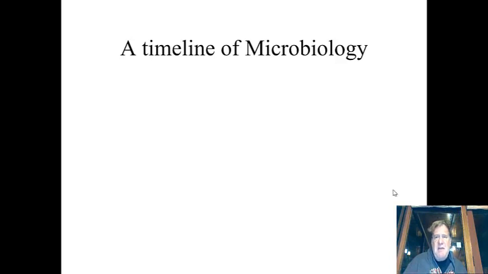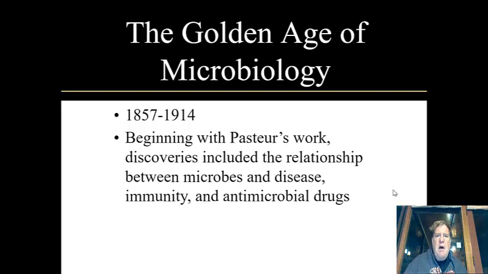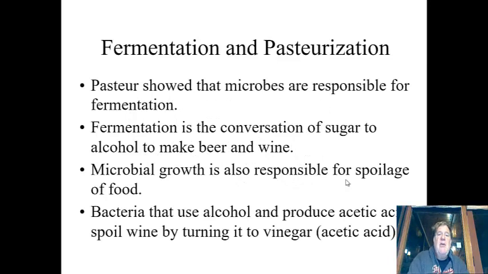A timeline of microbiology, we're going to go over this in class, and on Wednesday you're going to make a timeline. The golden age for microbiology, a time that I wish I was alive, but it's just as exciting now, is roughly from the 1850s to 1910s. This is the beginning of Pasteur's work. Discoveries included the relationships between microorganisms and disease. We were discovering what causes disease. For the first time, we were looking at immunity. We were looking at antimicrobial drugs.